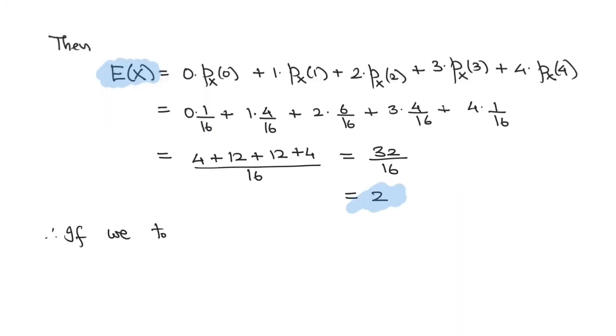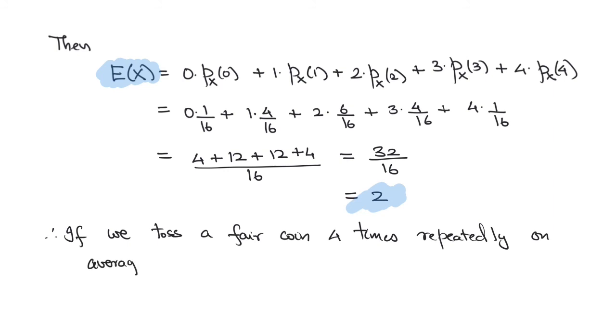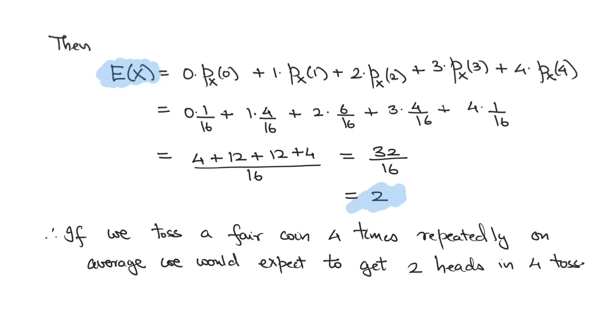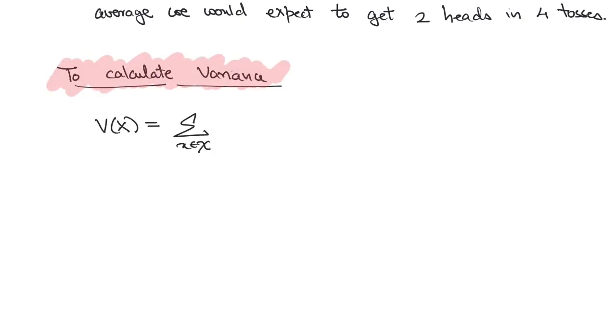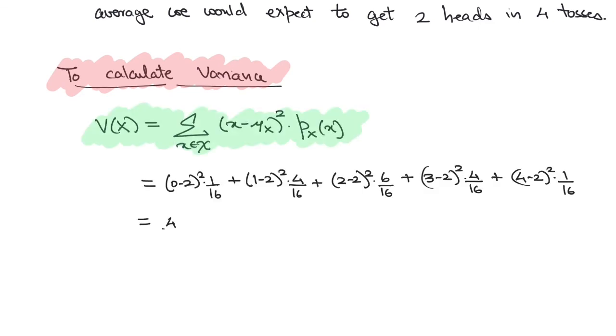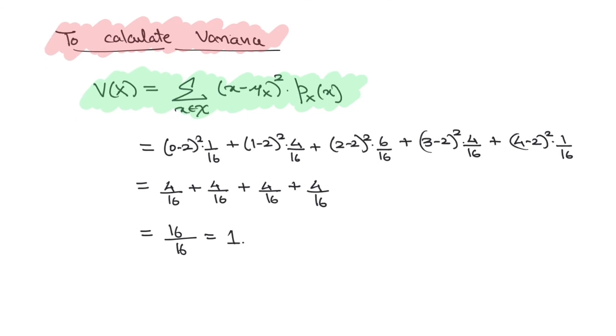This says that if we toss a fair coin 4 times repeatedly, on average we would expect 2 heads in 4 tosses. To calculate the variance, we use the formula that the variance is equal to the sum over the values of the random variable of x minus mu x squared times p of x. Plugging in all the numbers, we notice that we arrive at the variance to be 1.